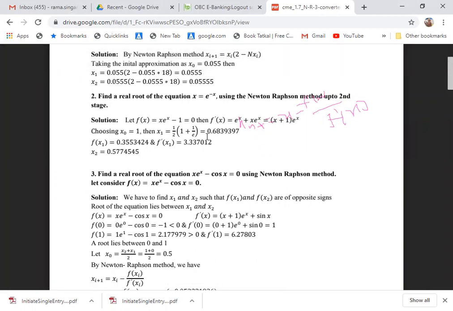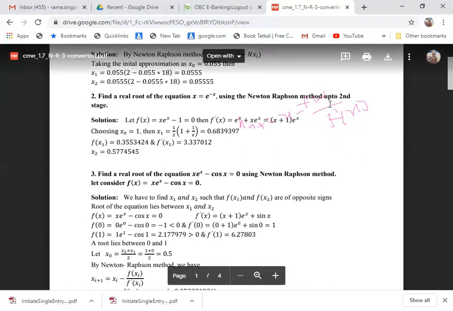The first approximation is obtained as 0.6839. x0 is improved to x1. The value is 0.6839. Using the first approximation, we will find the second approximation. The second approximation is obtained as 0.5774545. x1 is improved to x2.